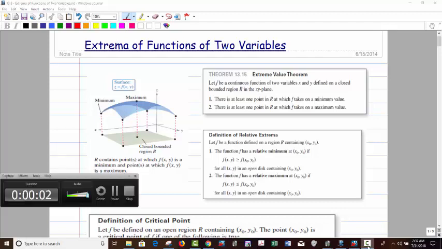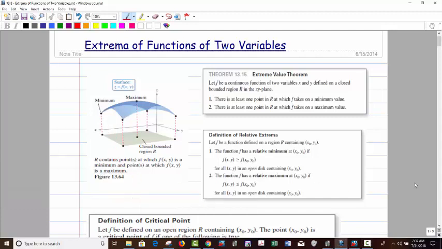Hello, this video is entitled Extrema of Functions of Two Variables. We're going to be finding maximums and minimums of functions of two variables, three-dimensional functions. So it takes what you learned back in Cal 1 and expands it to a new dimension.